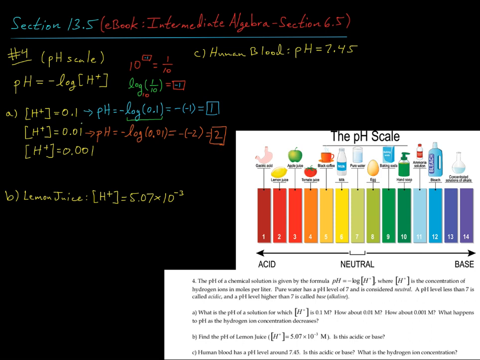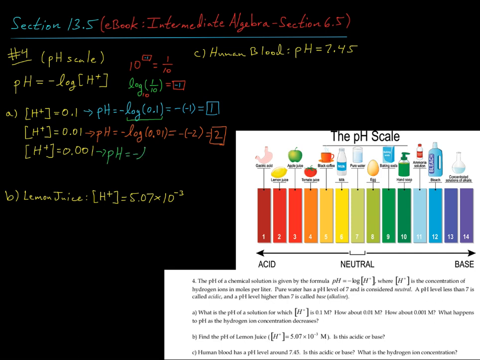Okay, so I've gone from 10 to the negative first for a tenth here, then to 10 to the negative second, and notice what's happening to the pH level. It's going up by 1. Okay, all right, for the last one here, we have 1,000th.